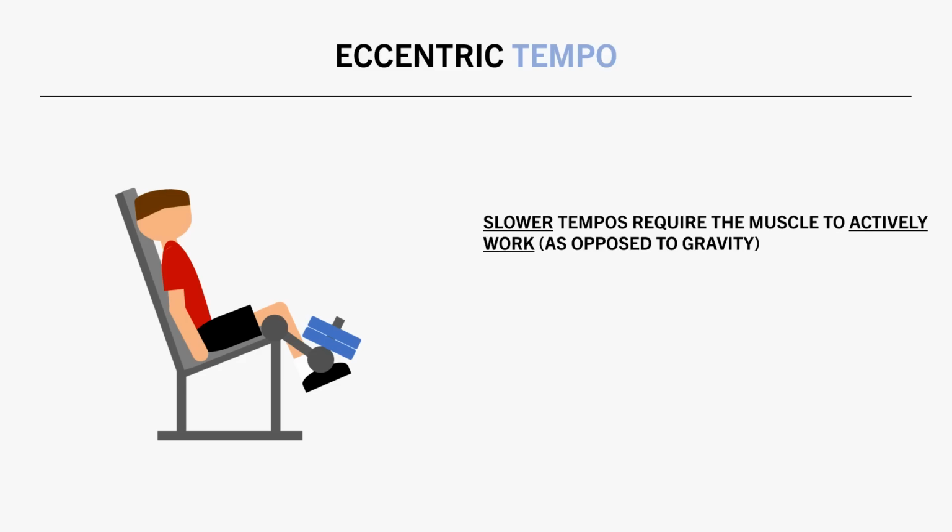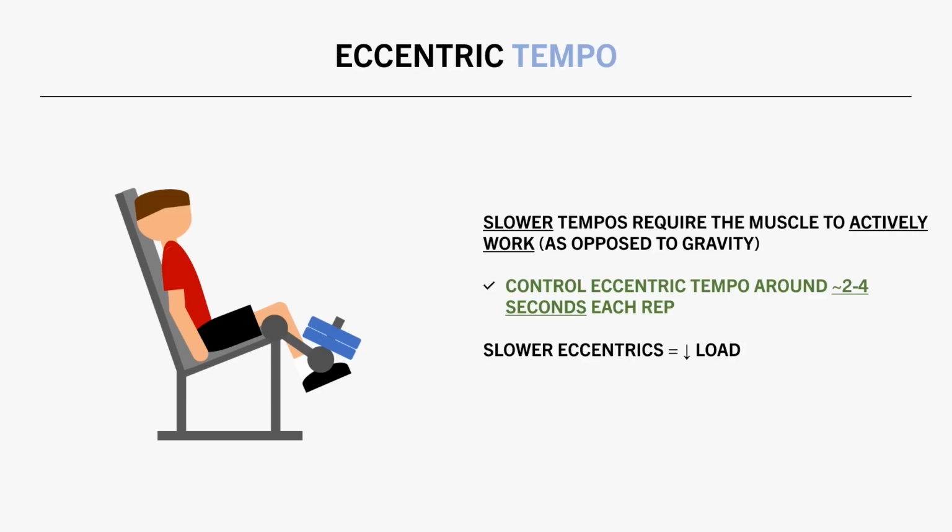So as a practical recommendation, controlling the negative of each rep by around 2 to 4 seconds is probably a good place to start. Since we want to somewhat control the eccentric tempo, this means we probably won't be able to lift as much load compared with a faster eccentric tempo. So trainees should adjust the load to that which allows active control of the eccentric portion of the rep.